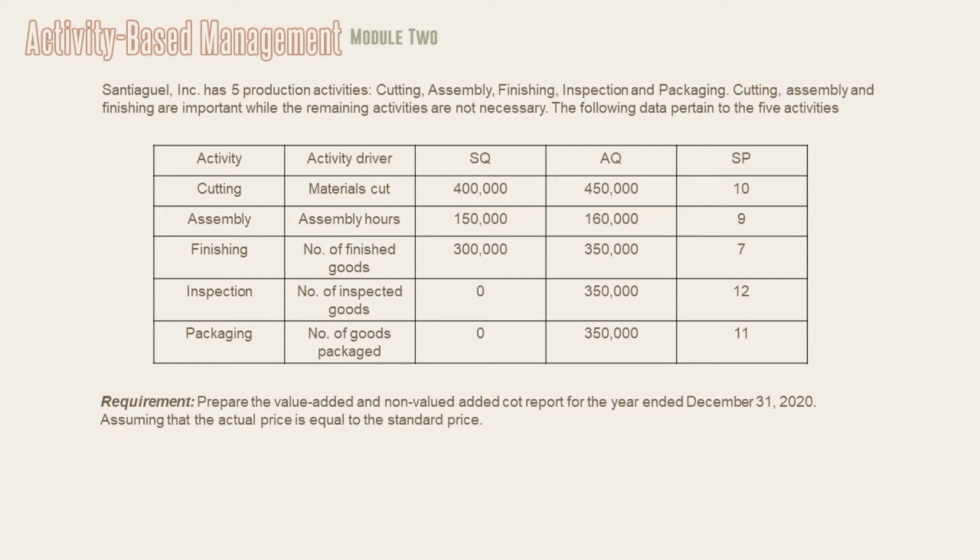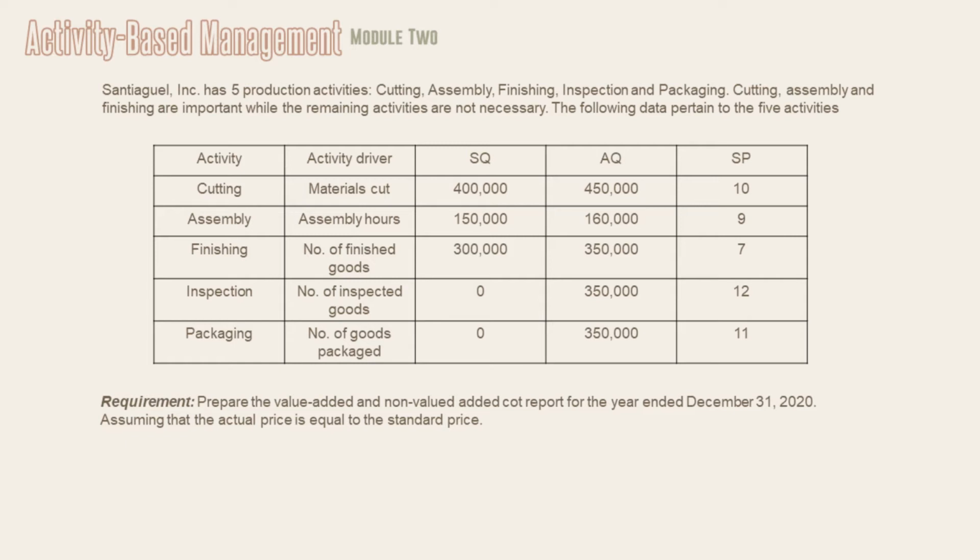SQ is 0. AQ is 350,000. SP is 12. Packaging: the activity driver is the number of goods packaged. SQ is 0. AQ is 350,000. And lastly, SP is 11.